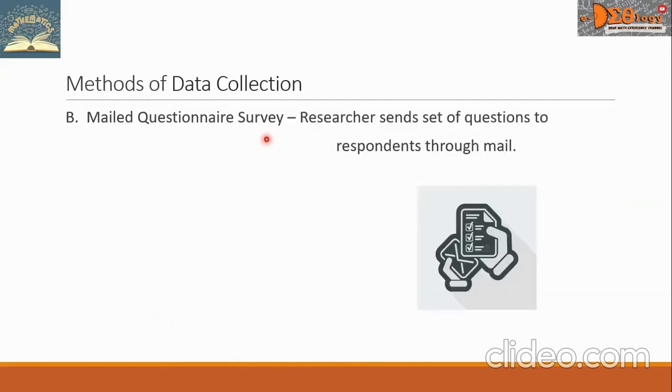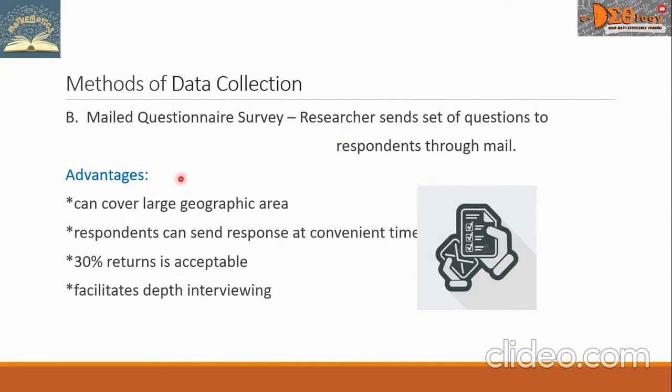The second method, mailed questionnaire survey. The researcher sends a set of questions to respondents through mail. Here are the advantages. It can cover a large geographic area. Respondents can send their response at a convenient time. 30% returns is acceptable. It facilitates depth interviewing.